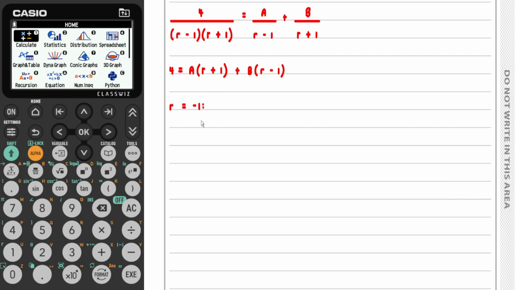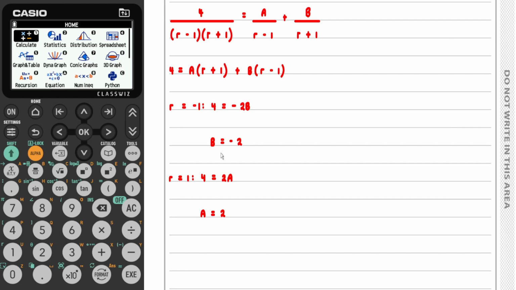If we choose r equals negative 1, on the left hand side we have 4, on the right hand side this term disappears and we will be left with negative 2b, meaning b is equal to negative 2. When r equals 1, on the left hand side we have 4, and on the right hand side this term disappears, leaving us with 2a, meaning a is equal to 2.